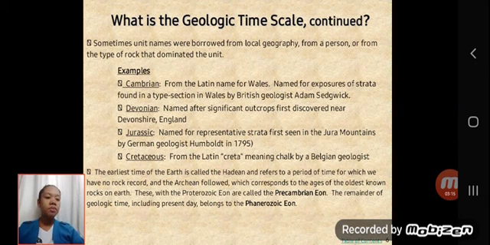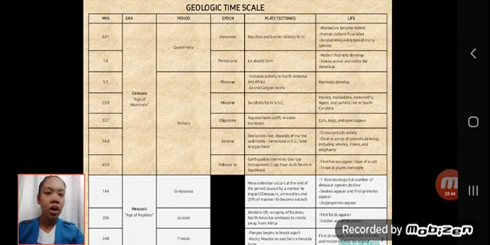So, while the units making up the time scale are called geochronological units, the actual rocks formed during those specific time intervals are called chronostratigraphic units. The actual rock record of a period is called a system. So, rocks from the Cambrian period are the Cambrian system. So these are the figure of the geologic time scale.